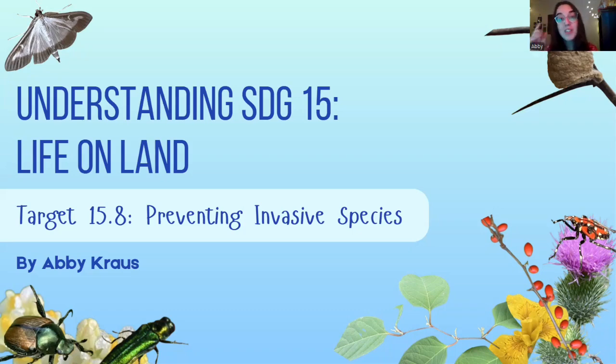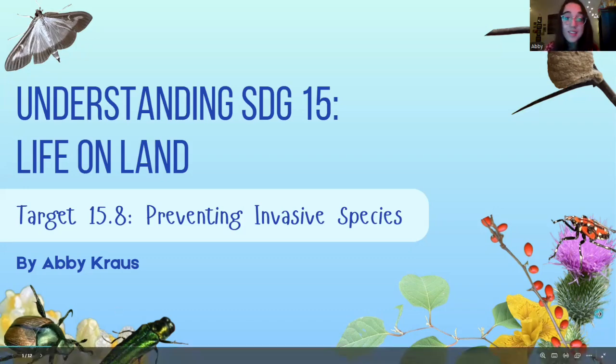Pittsburgh. Today, I'm going to be talking to you about Sustainable Development Goal number 15, Life on Land. We're going to be looking at the importance of reducing invasive species spread and impact across the world, which is target 15.8 of this SDG.